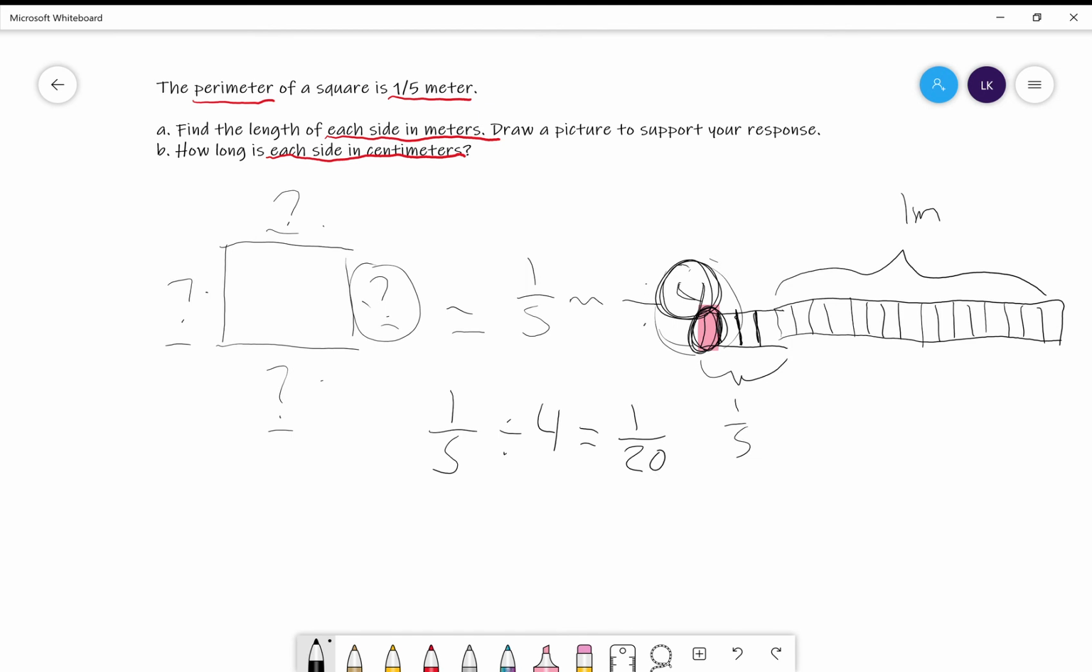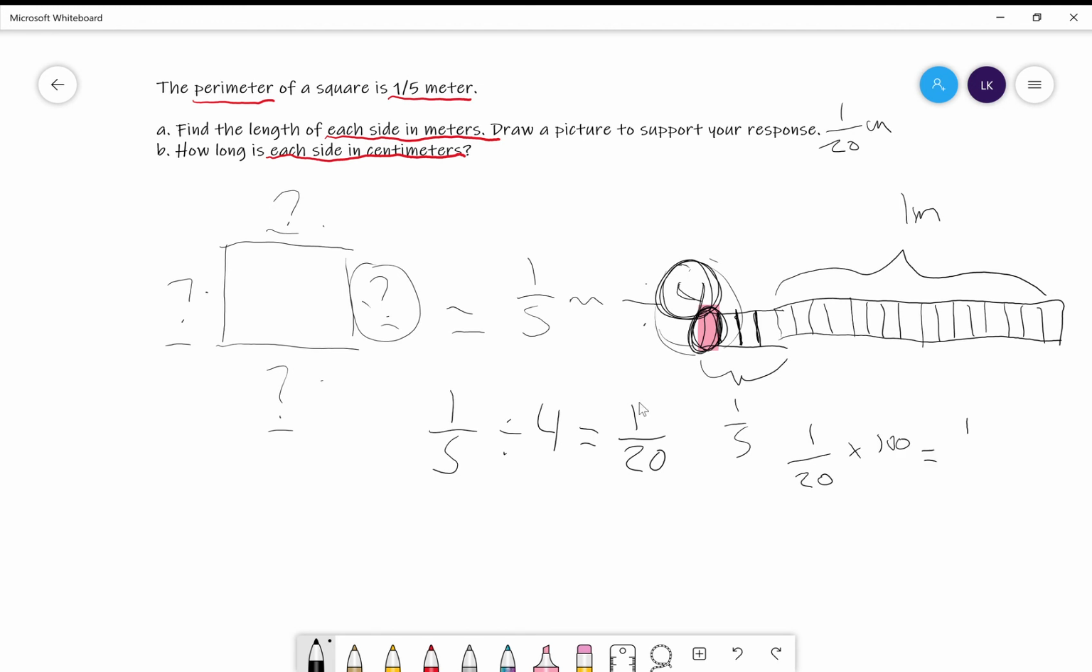So the answer to question A is 1/20 of a meter. Now part B is asking for each side in centimeters. So what I need to do now is solve in centimeters. Centimeters, there are 100 centimeters in 1 meter. So I need to take my 1/20 and times it by 100.